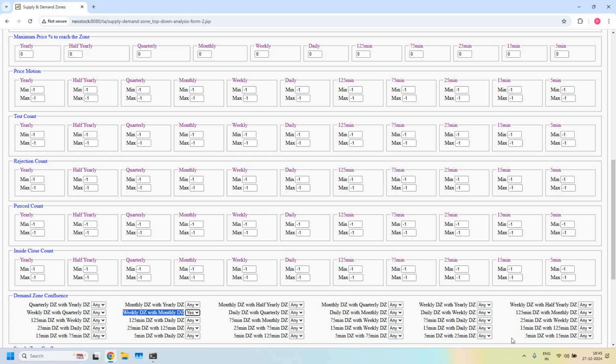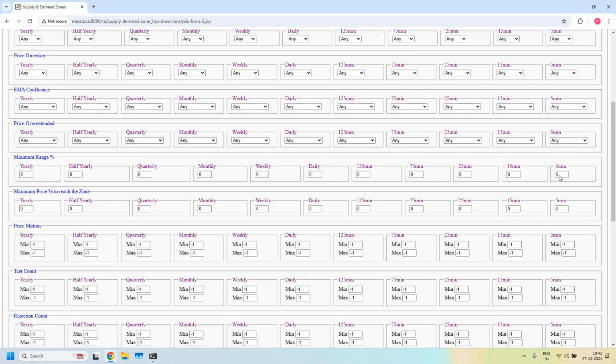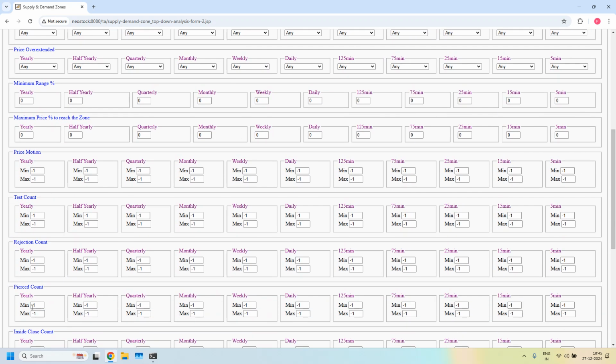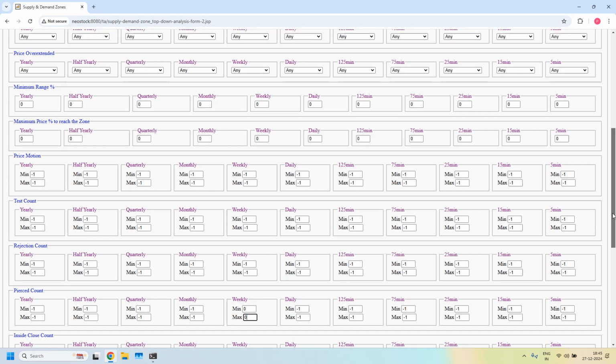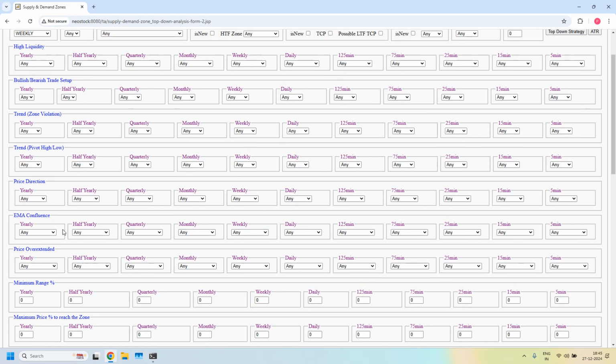I enable that filter. And the weekly demand zone should not be pierced. So in the pierced count, at weekly time frame, minimum value I am setting 0, maximum value I am setting 0. And also these weekly demand zones should have weekly EMA confluence. Earlier we have seen only prices closed inside the zone. Now we don't have any restrictions, any zone, inside or outside price.